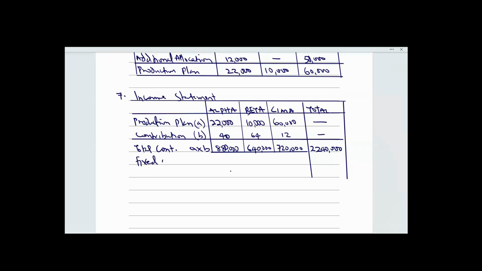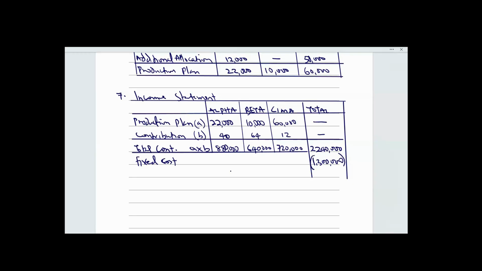So I would then say fixed cost. You don't need to apportion fixed cost to anyone, just ignore. We don't need anything like apportionment here. So just take the entire fixed cost to the company as a whole, which is 1,300,000.